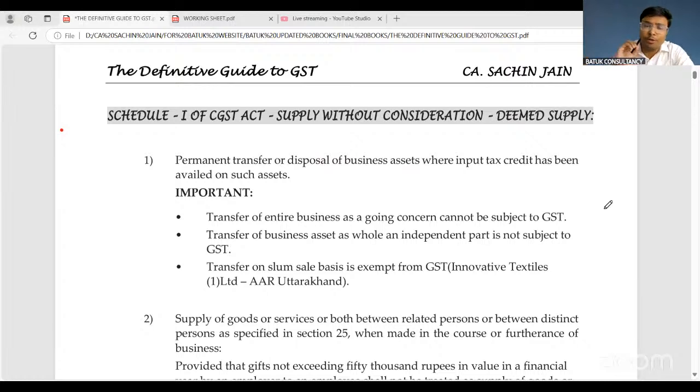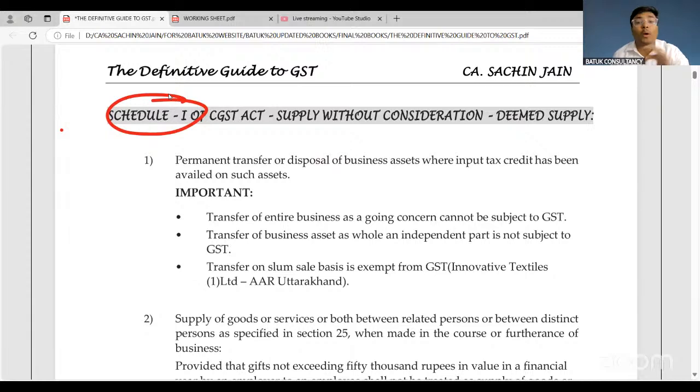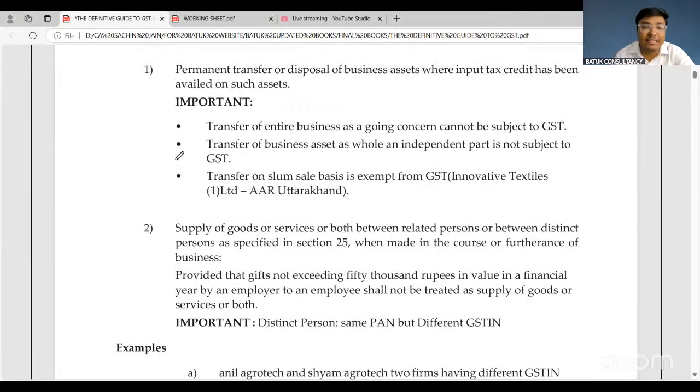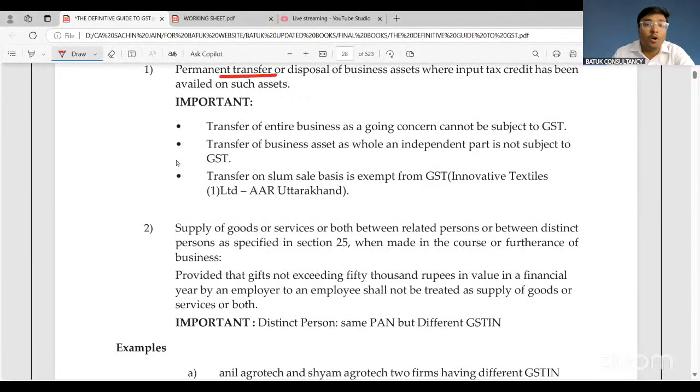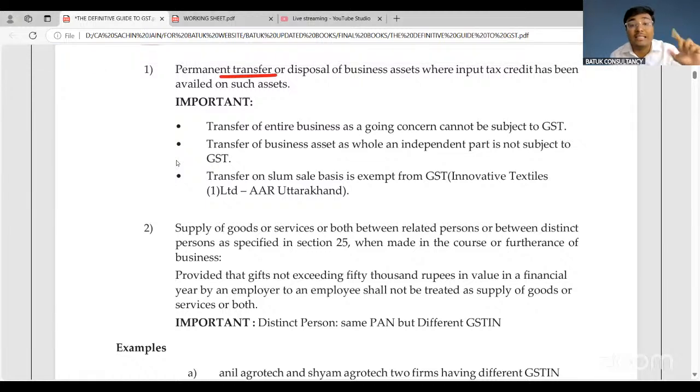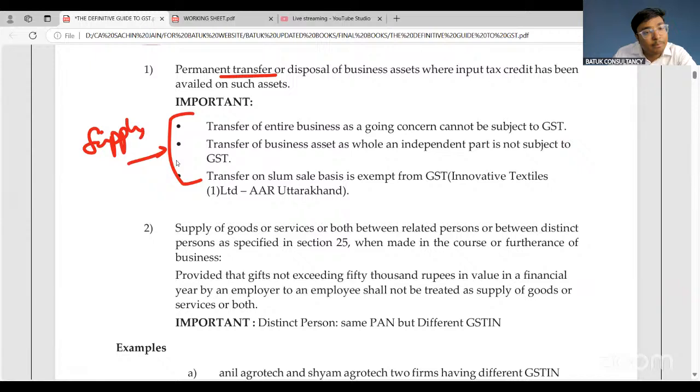So first of all, let's go through what I discussed as Schedule number 1, and check whether the same is given in the book or not. So this is our Schedule number 1. In that schedule, the first entry is permanent transfer or disposal of business assets. But whenever there is a transfer as a going concern or an independent part or on slump sale basis, then yes, the same will not be treated as supply if not for consideration.